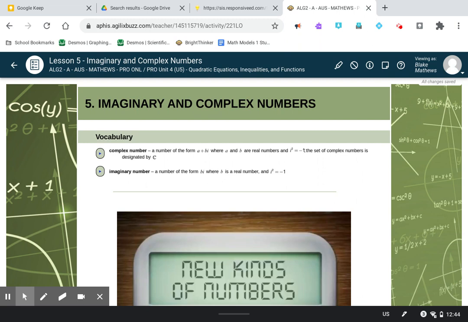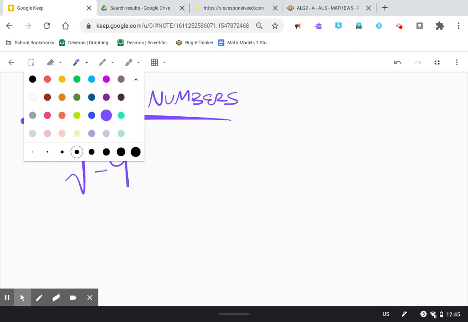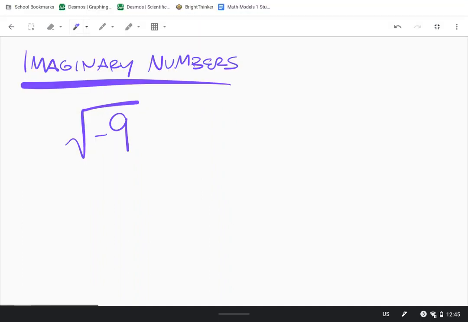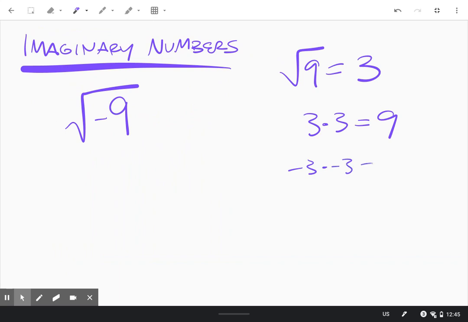So, when we talk about imaginary numbers, that's where we need to start. An imaginary number is a number that comes from the fact that we don't really have an answer for something like this. We know, for instance, that the square root of 9 is equal to 3, right? We understand how that comes about. We know that the square root of 9 is 3 because 3 times 3 equals 9. But also negative 3 times negative 3 equals 9. So actually it would be 3 or negative 3.